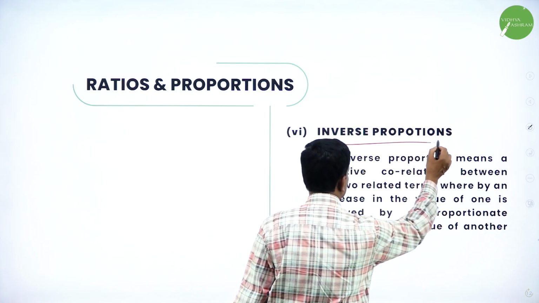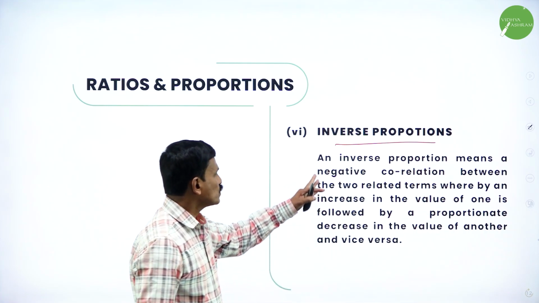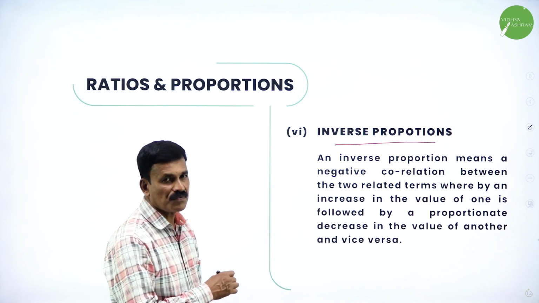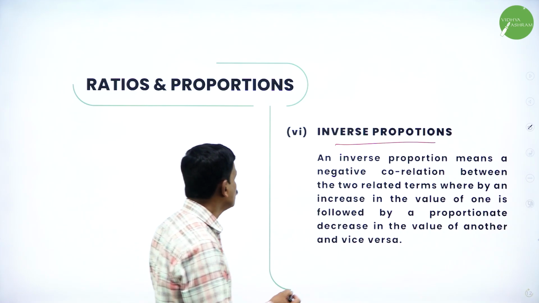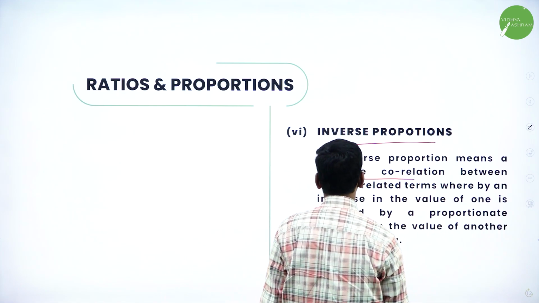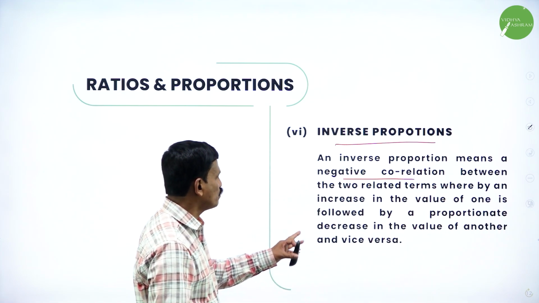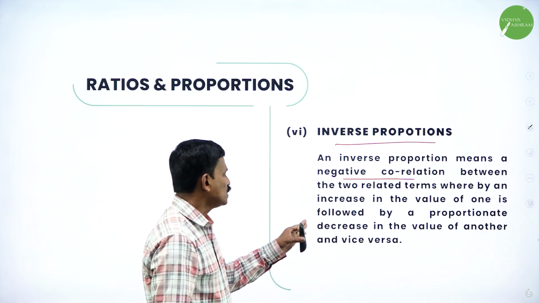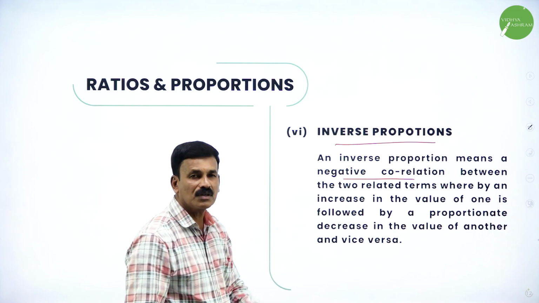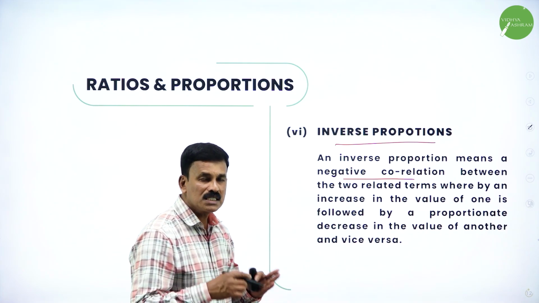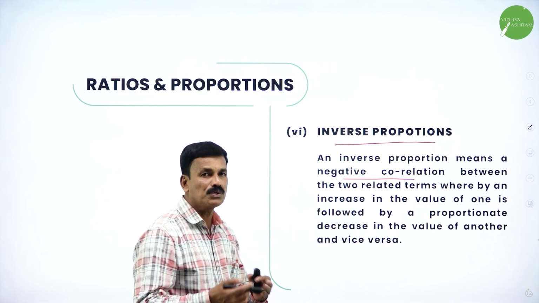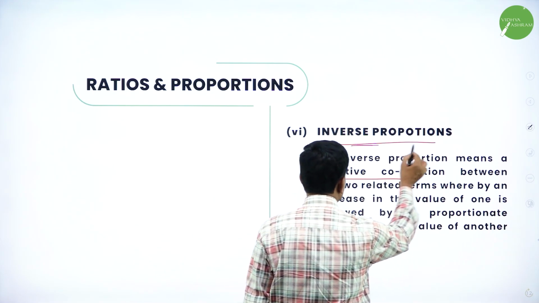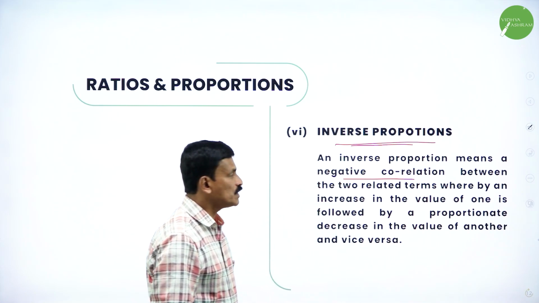What is inverse proportion? Inverse proportion means a negative correlation. The first one is positive, here it is negative. A negative correlation between the two related terms whereby an increase in the value of one is followed by a proportionate decrease in the value of the other, and vice versa. So when there is an increase, it is followed by a proportionate decrease, and vice versa. Such a ratio is called an inverse proportion.